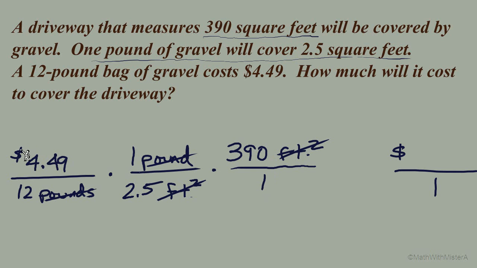Now looking at our units, it looks like we have arrived at the answer. We have only units of dollars left, our cost. So we're ready to calculate. $4.49 times 390 divided by 12 divided by 2.5. And calculating total cost, $58.37.